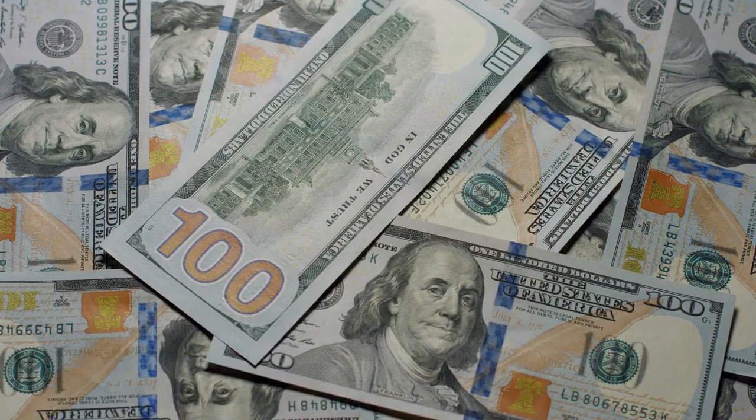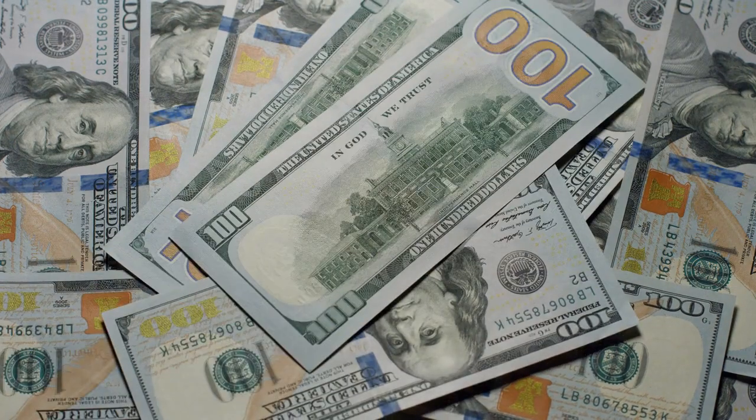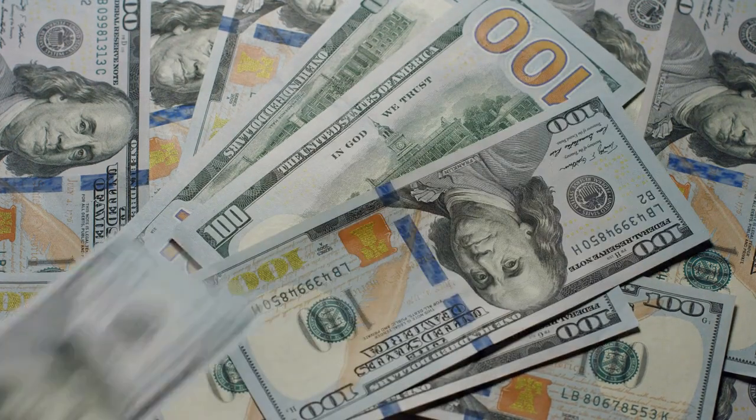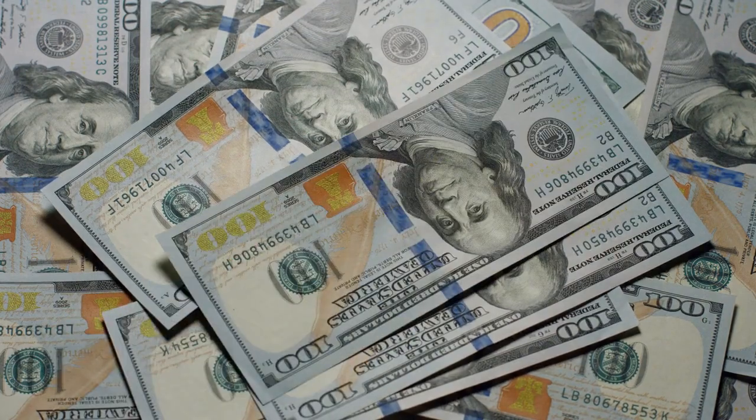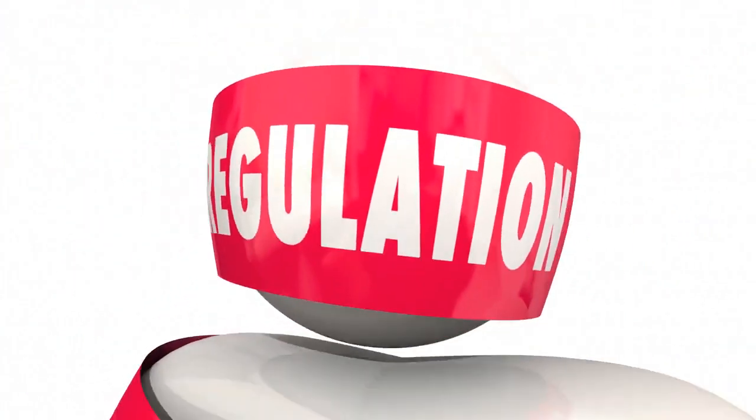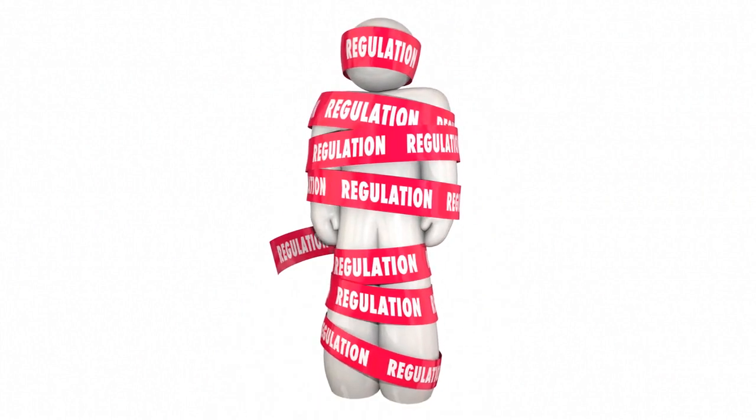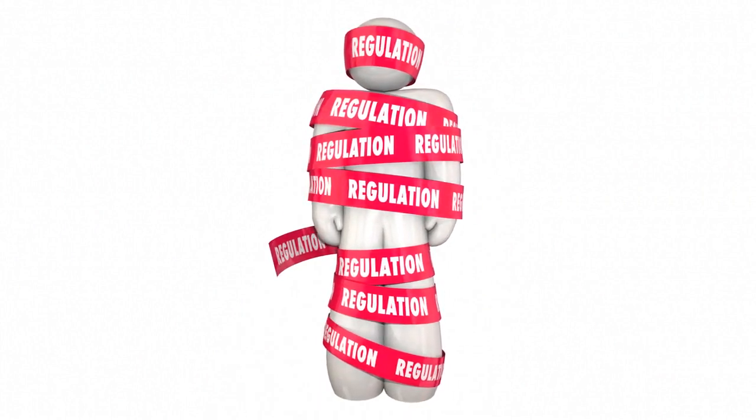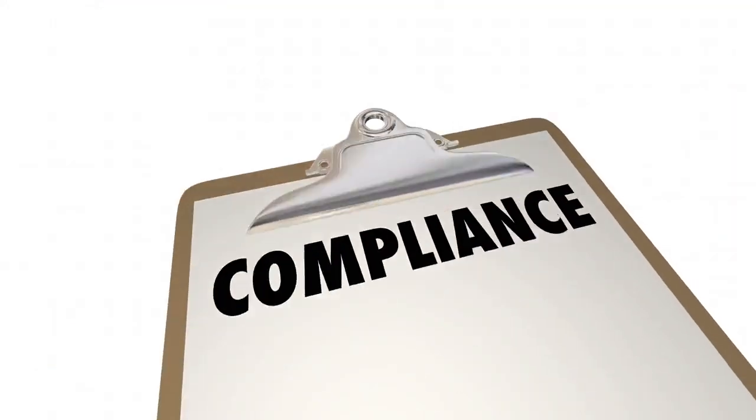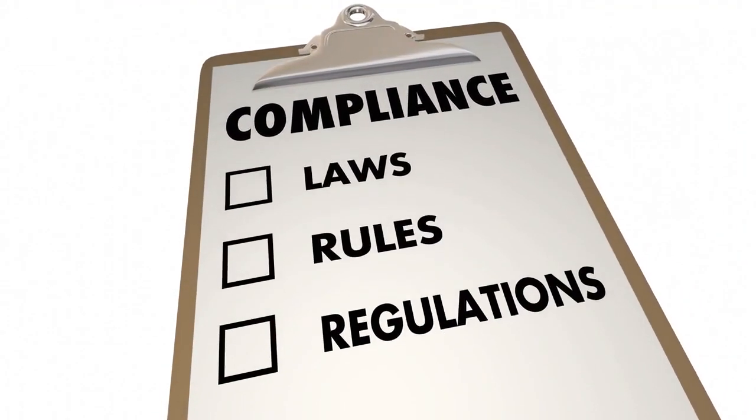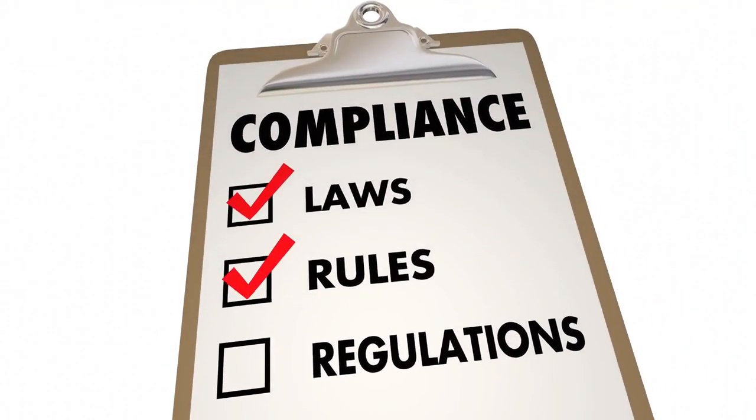Money launderers may use SPVs to hide the true ownership and control of funds, making it difficult for authorities to trace the origins of the money. SPVs can be set up in jurisdictions with weak regulations or lax enforcement, further complicating the efforts to detect and prevent money laundering activities.